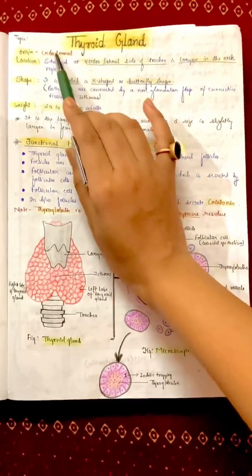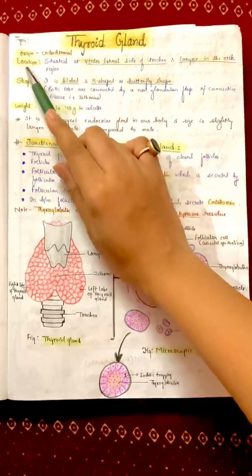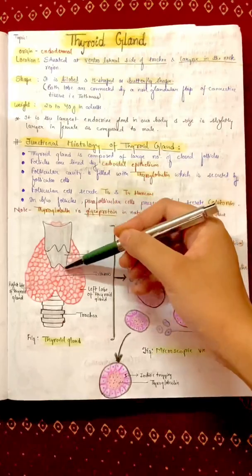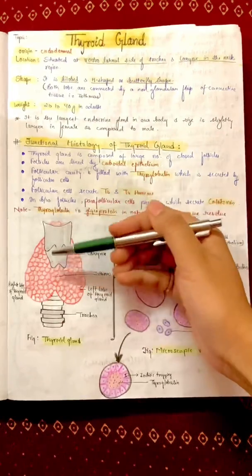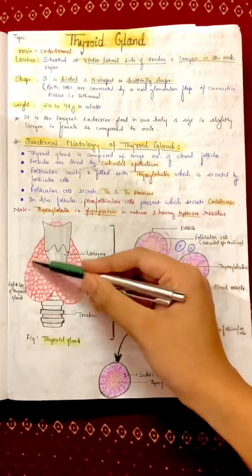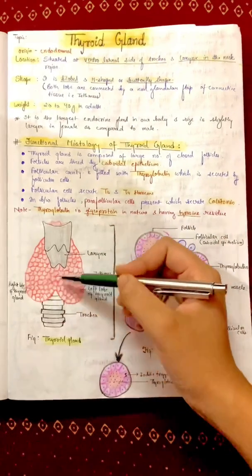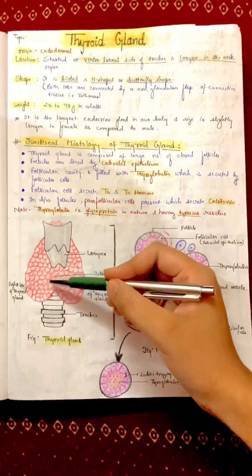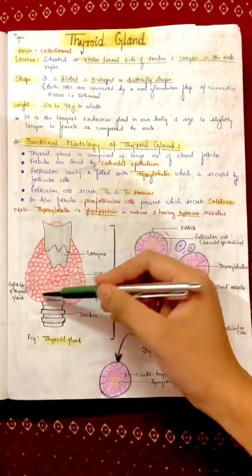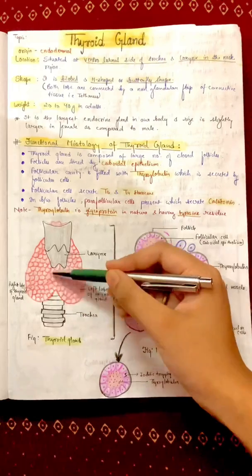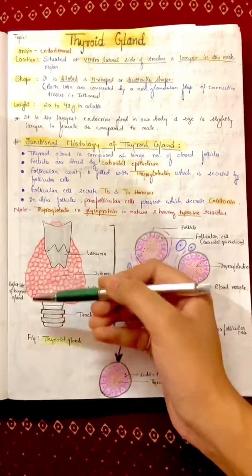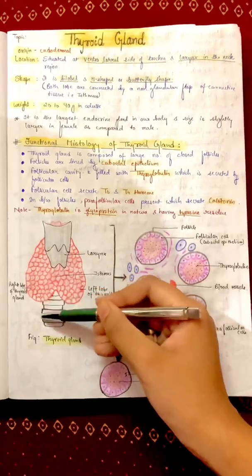Its origin is endodermal, and if we talk about location, then we know in the midline of the neck the hyoid bone is present, and just below it we see the larynx, and just below the larynx a butterfly-looking structure is seen, that is called the thyroid gland, and it is bilobed. Bilobed means there are two lobes which are connected by the isthmus, and just below the thyroid gland the trachea is present.